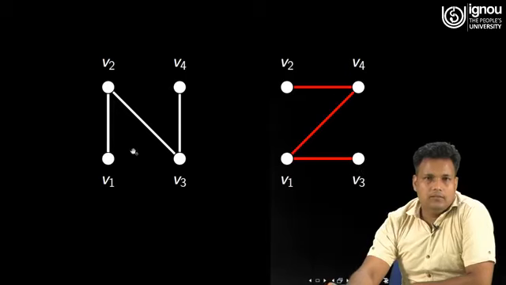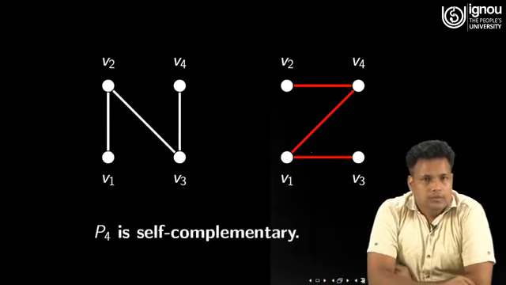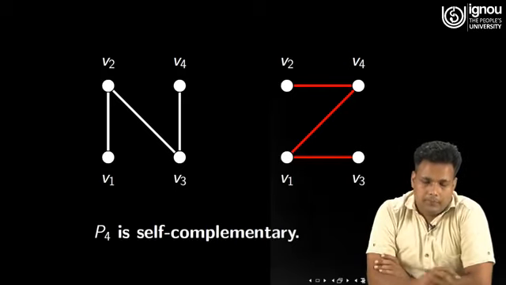Do you find that these two graphs are isomorphic? Of course, they are isomorphic, because you can see, for instance, just map V1 to V2, V2 to V4, V3 to V1, and V4 to V3. This produces an isomorphism. You can just verify this. So therefore, P4 is self-complementary.